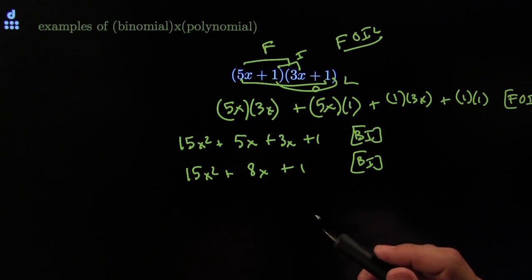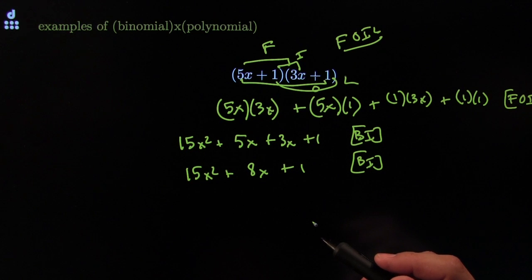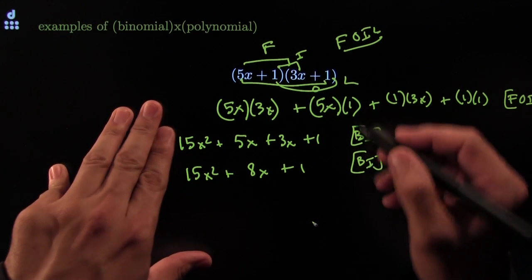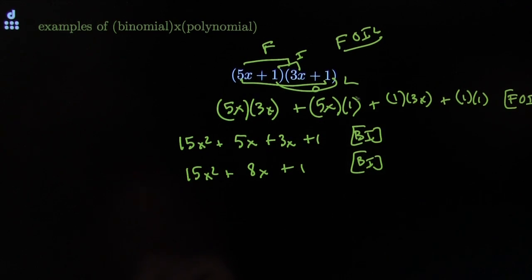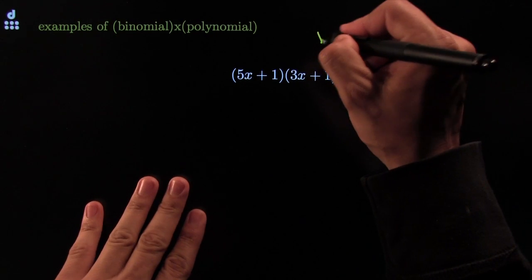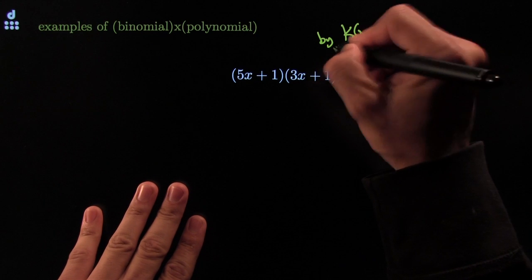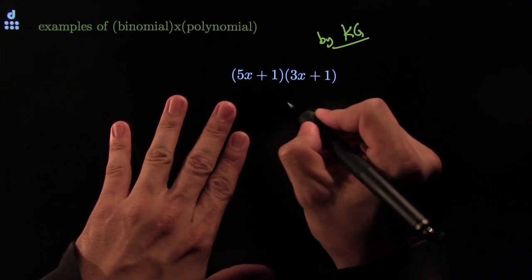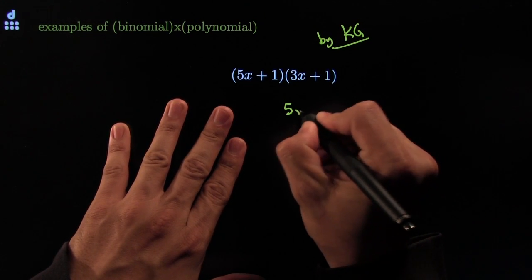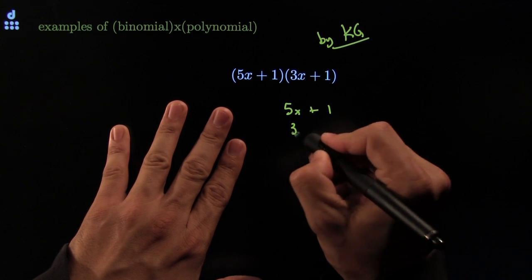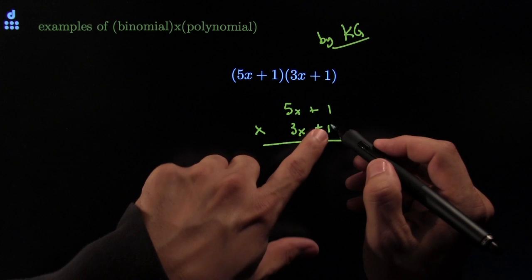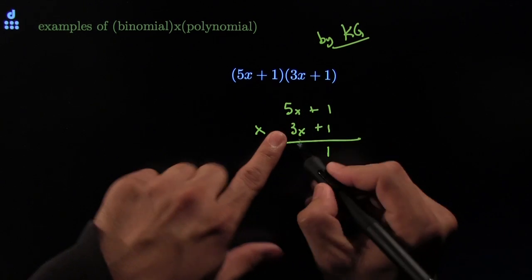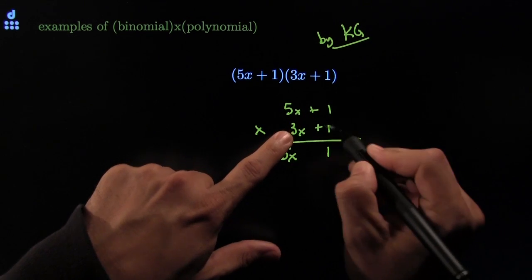But that was so fun that I think I want to do it yet again a different way. Why not? Let's try something now. This is the kindergarten method, where we stack them. So I have 5x plus 1 and 3x plus 1, and that is times, and so now I go 1 times 1 is 1, 1 times 5x is 5x, and I'm done with the 1.